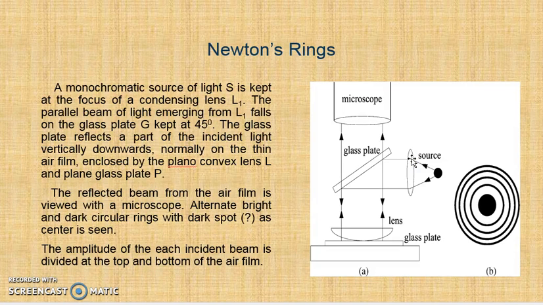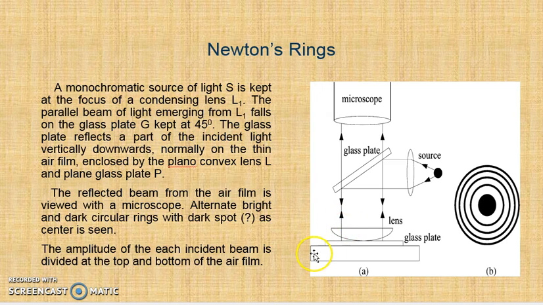Another example of interference by division of amplitude is Newton's rings. Here a monochromatic source of light S is kept at the focus of condensing lens L1. The parallel beam of light emerging from L1 falls on the glass plate G, kept at 45 degrees angle. The glass plate reflects a part of the incident light vertically downwards, normally on the thin air film enclosed by the plano-convex lens L and glass plate P. The reflected beam from the air film is viewed with a microscope.